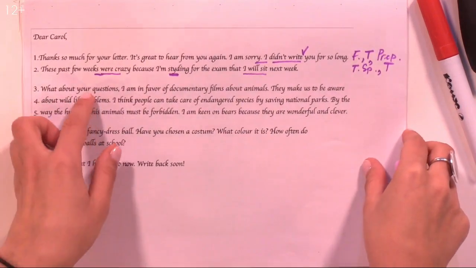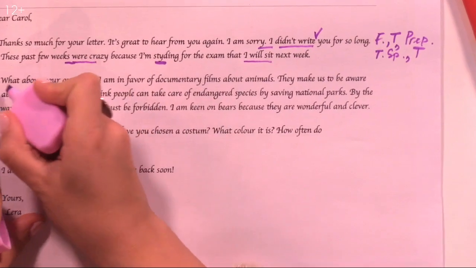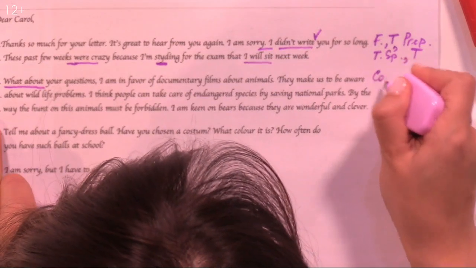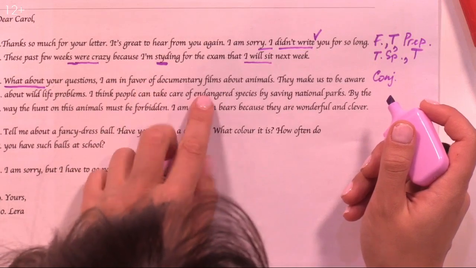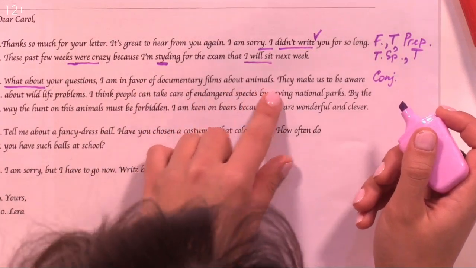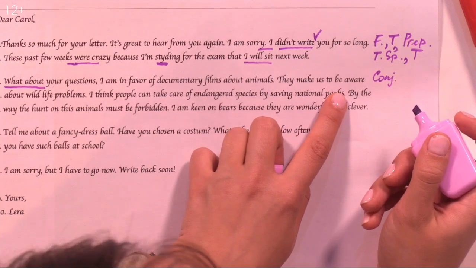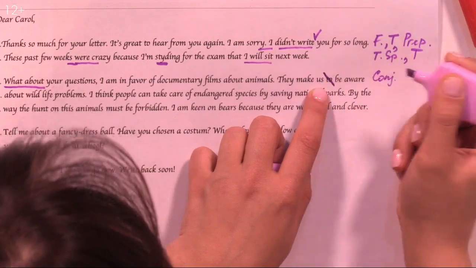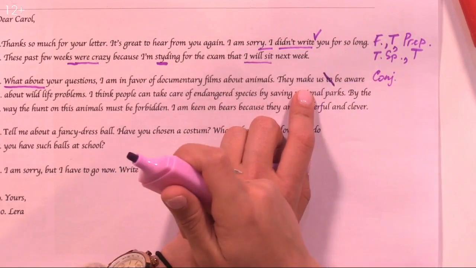What about your questions? And this is a very common problem, right? What do you label this one? Well, this is actually a conjunction. We can label it as a conjunction. Your question, I'm in favor of documentary films about animals. They make us to be aware. Now, we know that there is no to after make, right? They make us be aware. Sorry, I've just made a mistake myself.